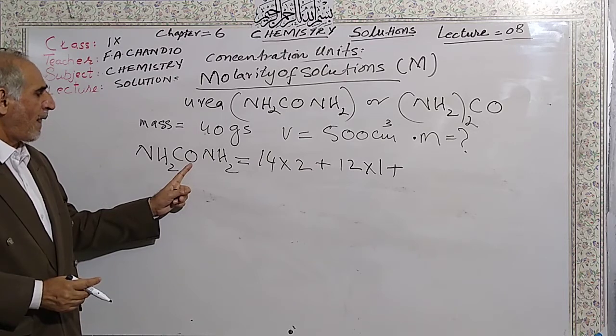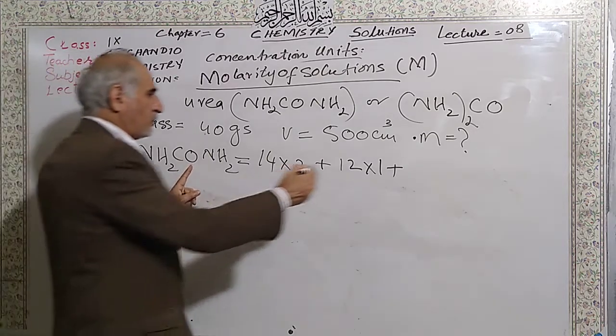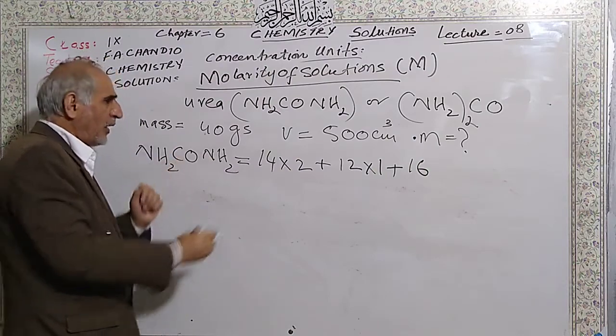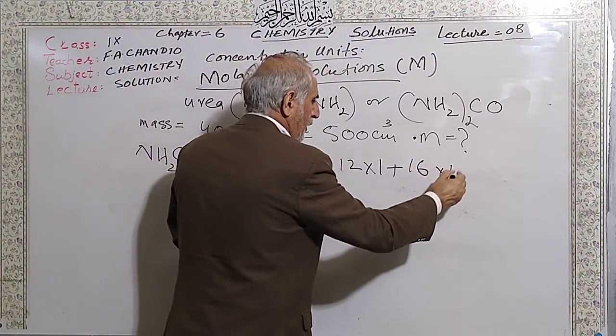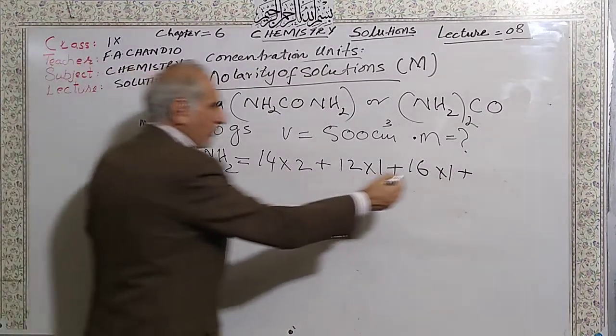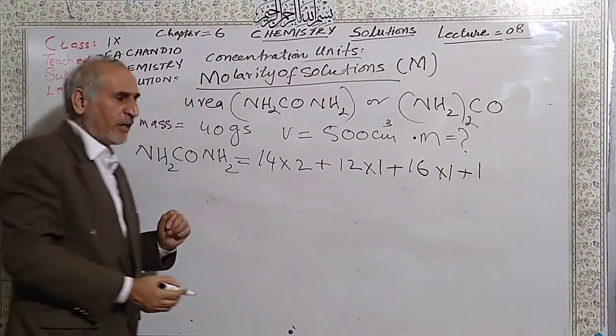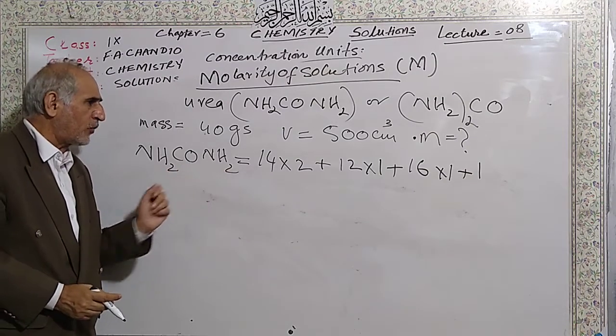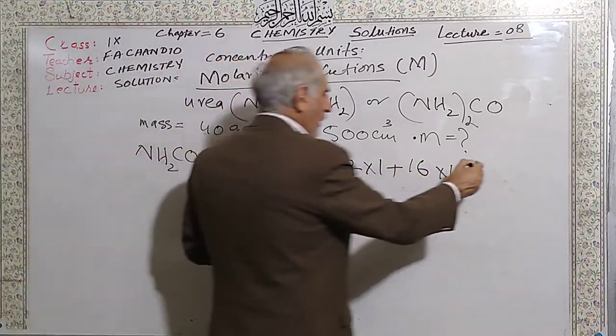Oxygen is 16. This is 16, only 1. Multiply by 1. Plus hydrogen. This is hydrogen, atomic mass of hydrogen is 1. But see, 2 hydrogen atoms are here and 2 are here, 4. So multiply by 4.